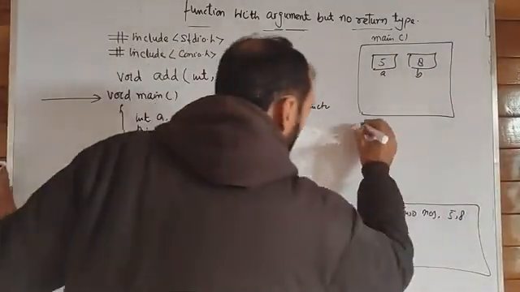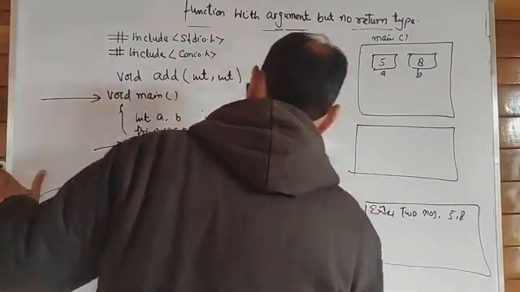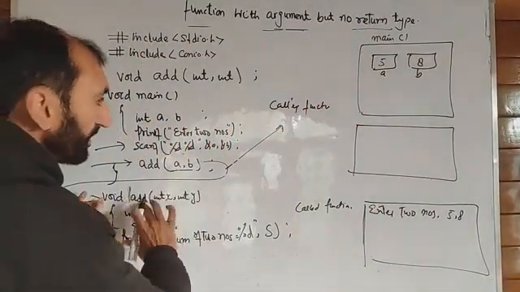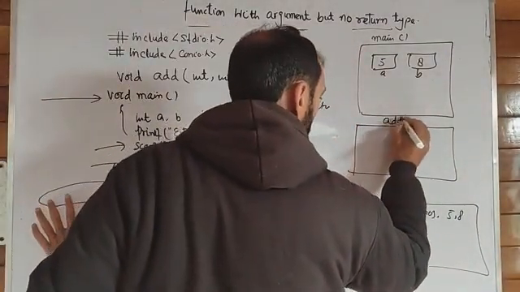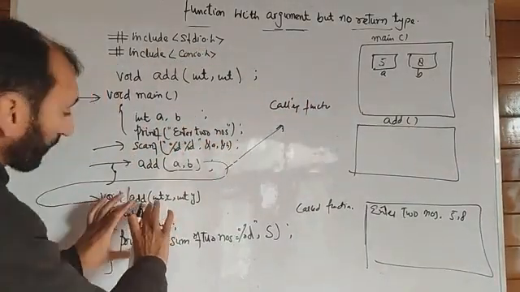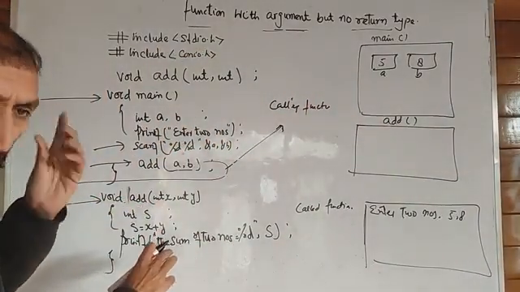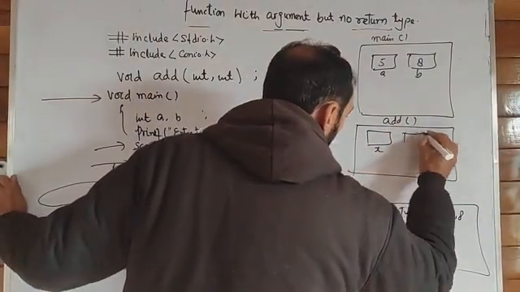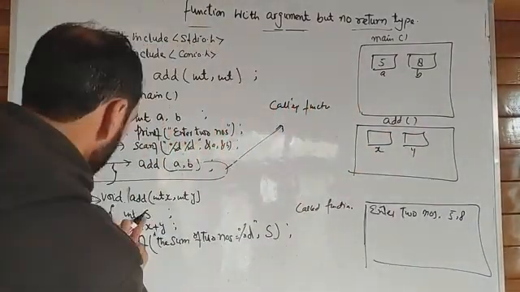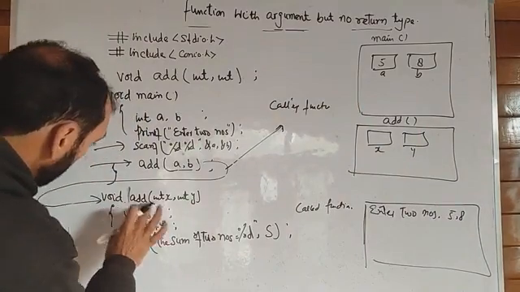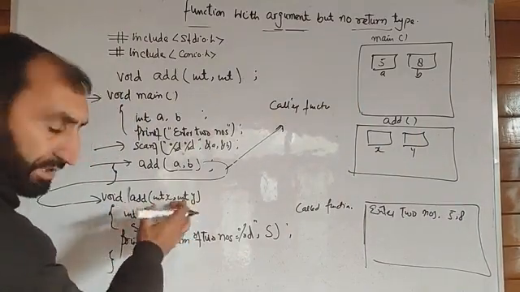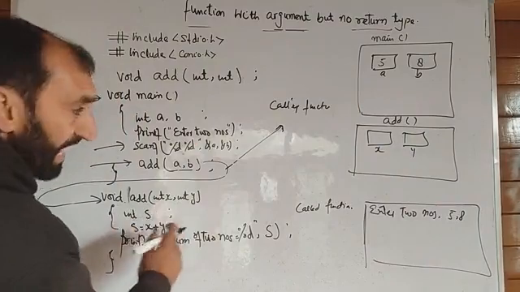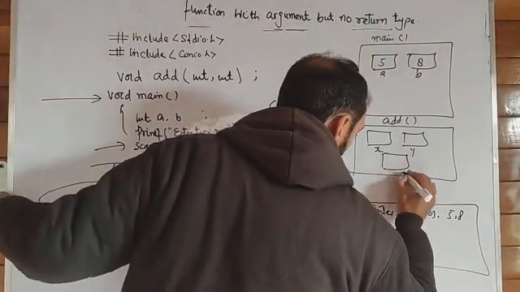But for example, in the memory, you can say this is the add function. After that, here I am declaring three variables: int x, int y, and int s. That means s is a variable as well.